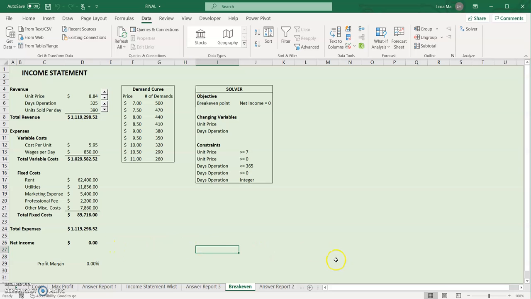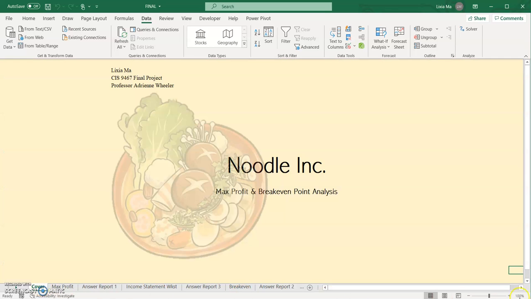The break-even point analysis is also important, so the business owners will know the lowest price they should sell at in order to not have a loss. Overall, I think Solver is a very powerful tool, and it helps business owners view what they are expecting. So this is all for my final. Thank you for listening.